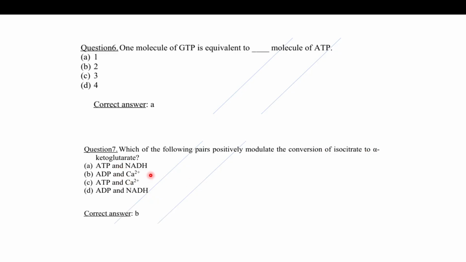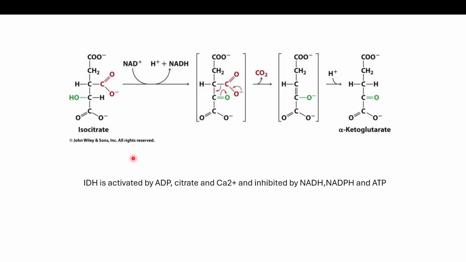The conversion of isocitrate to alpha ketoglutarate is carried out by the enzyme isocitrate dehydrogenase. It reduces NAD plus to form NADH, and this enzyme is activated by ADP, citrate and calcium ions, and it is inhibited by the presence of NADH, NADPH and ATP.